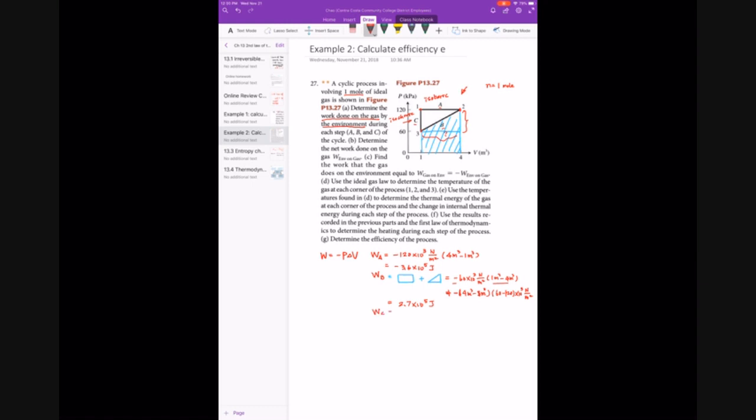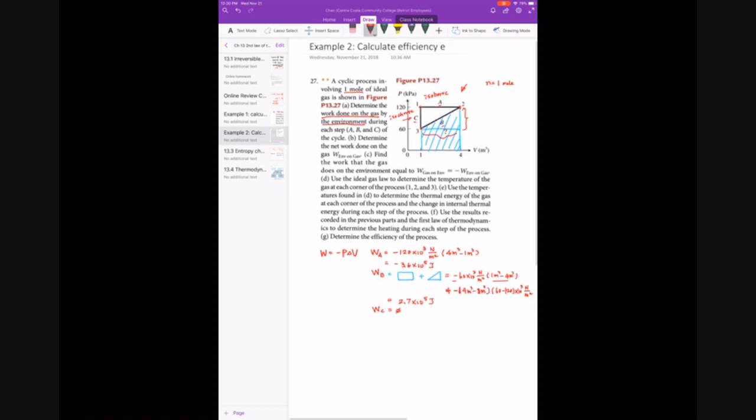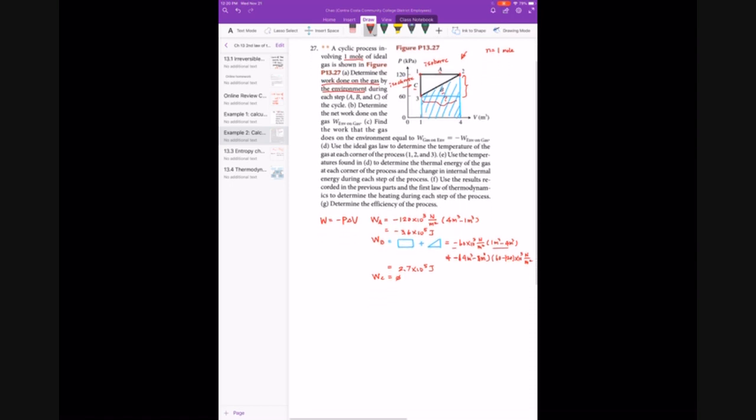Now path C is going to be 0 because there's no change of volume, so there's no work. Part B is to determine the net work done on the gas, which you simply sum all these. If you sum these, you will get negative 9 times 10 to the 4th joule. You simply sum all these numbers.